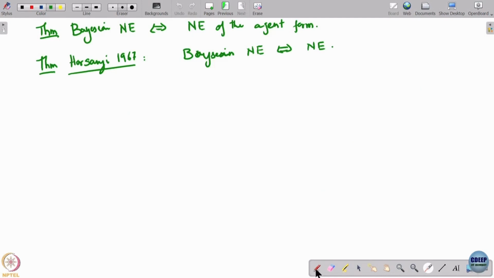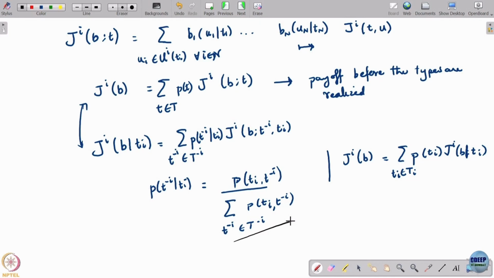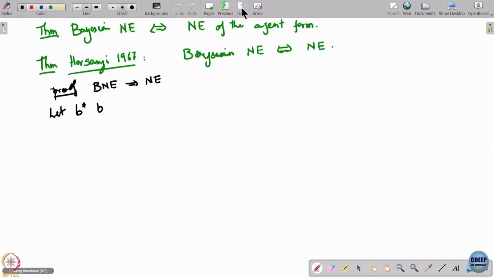So let's just quickly do the proof of this, not that hard. So first let's show this Bayesian Nash equilibrium is also a Nash equilibrium. By the way, I forgot to mention, since I am going to be dividing by probabilities like this, I have to assume that all probabilities are positive. So no division by 0 and all that stuff. Okay, so let's not worry about those things. So P is always positive for all types.